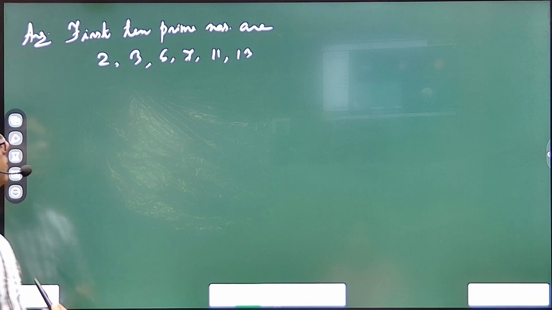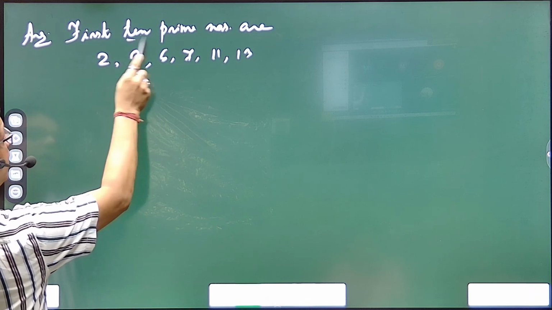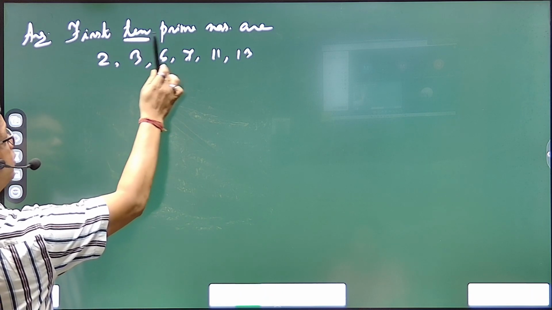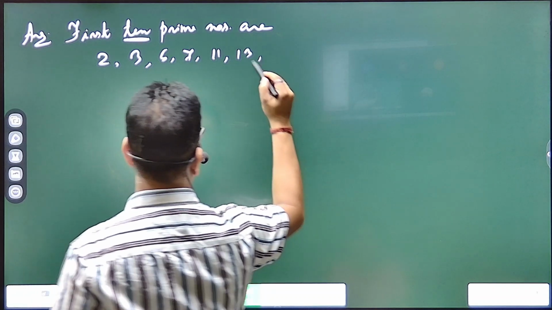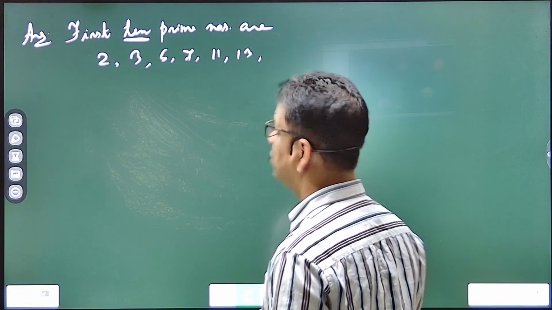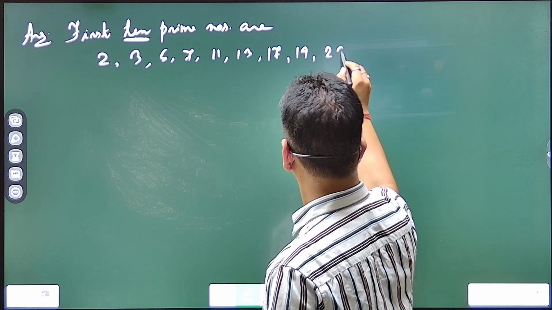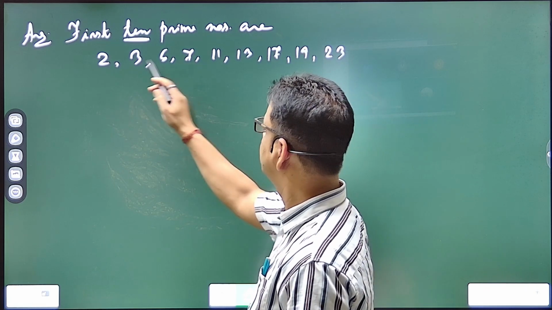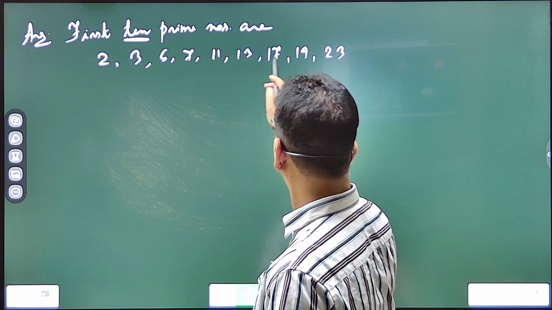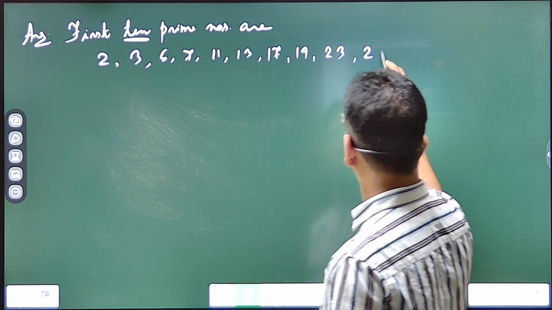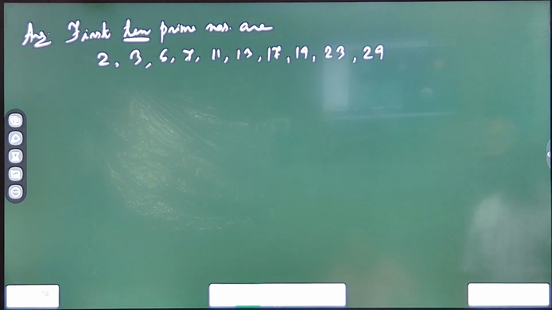So these are the prime numbers, but I am supposed to write 10. So 1, 2, 3, 4, 5, 6 is written. 2, 3, 5, 7, not 9, 11, 13, 17, 19, 23. Now how many have I done? 1, 2, 3, 4, 5, 6, 7, 8, 9, and 29. Okay, 27 is also a composite number, that means it has more factors than 2. Now these are 10 prime numbers.